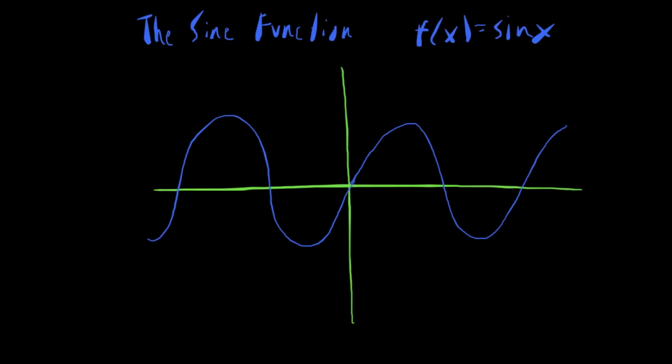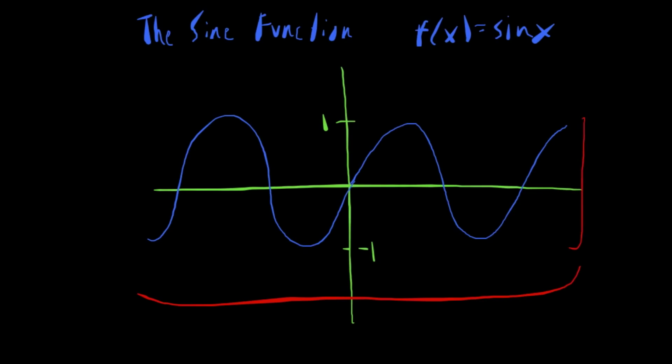This is where the domain is from negative infinity to infinity. The range is from negative 1 to 1. It has a y-intercept at the point (0, 0), also known as the origin.